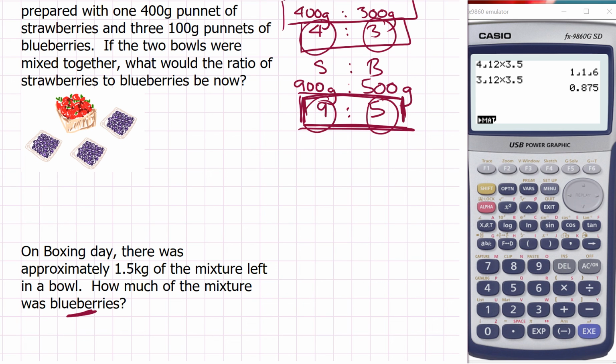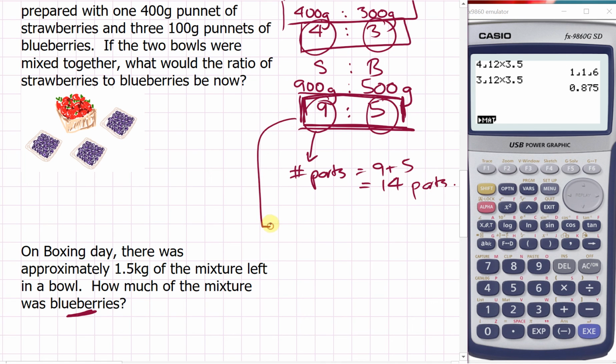So how'd you go? Remember, to work out the amount, we need to change our ratio into fractions. So first of all, the total number of parts is 9 plus 5, which equals 14. So 14 parts in total. Now to change that ratio into fractions, strawberries, we've got 9/14, and blueberries, we've got 5/14.